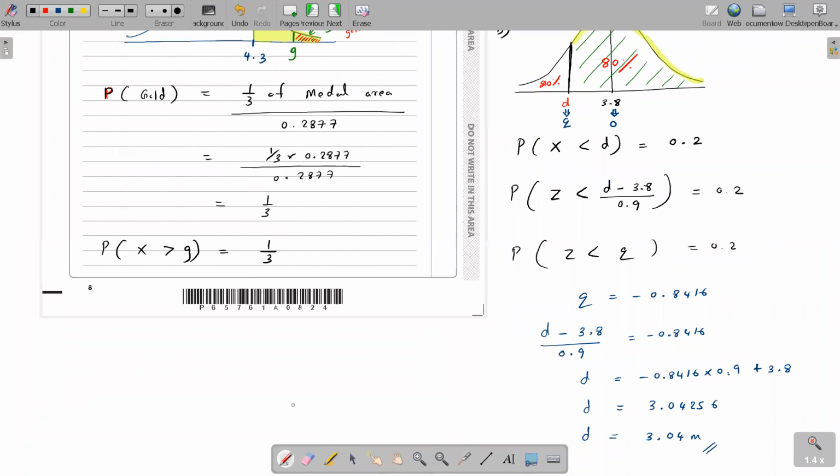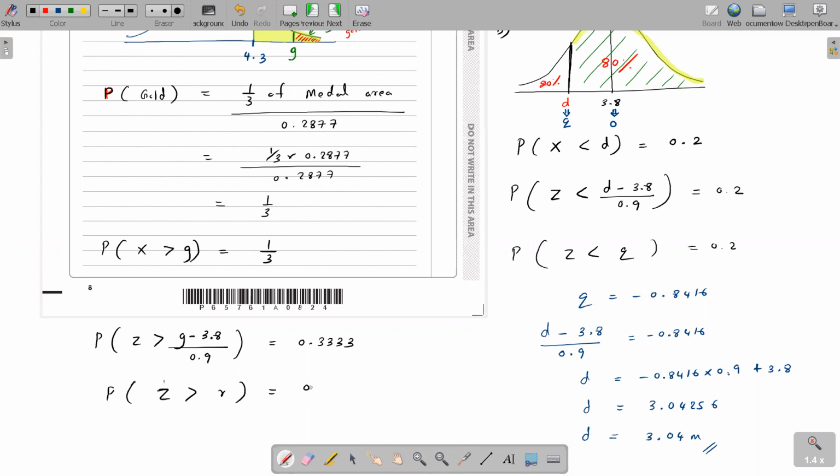Again using standard normal, so x becomes z. This is g minus the mean, which is 3.8, over sigma, which is 0.9, right? Sigma is 0.9. 1/3 is 0.3333. So this is not a good probability, right? This is a good probability. So let's say this is PQR.